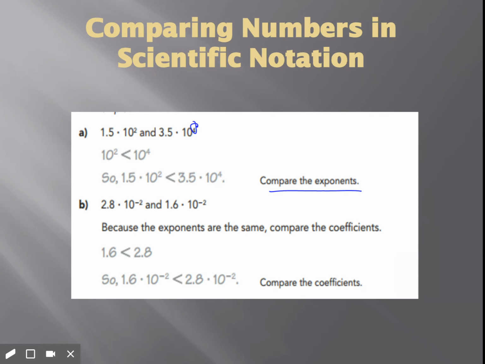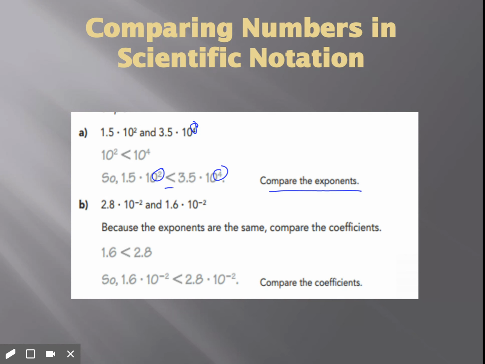So here we have 10 to the fourth power. So 10 to the fourth is greater. 4 is greater than 2. So we automatically know 1.5 times 10 squared is less than 10 to the fourth power.